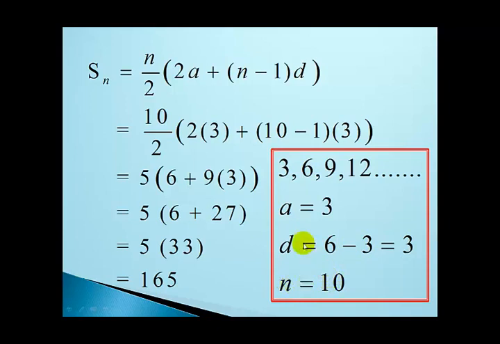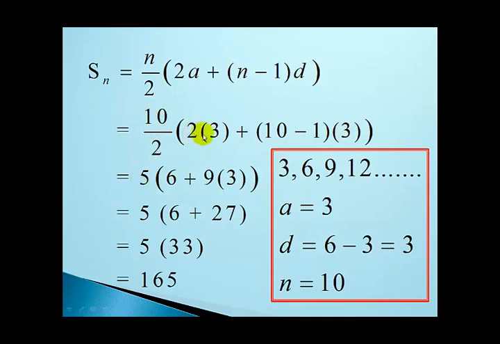Now we are going to substitute a equals 3, d equals 3, and n equals 10 into the formula. Sn equals n over 2, 2a plus n minus 1 d. Now n is equal to 10, so instead of n over 2, we have 10 over 2. Now 2 times a, and we know that a equals 3, so we have 2 times 3 plus n minus 1, because n is equal to 10, we have 10 minus 1 times d, and d from our calculation is 3, so we have times 3. Now 10 divided by 2 is equal to 5.